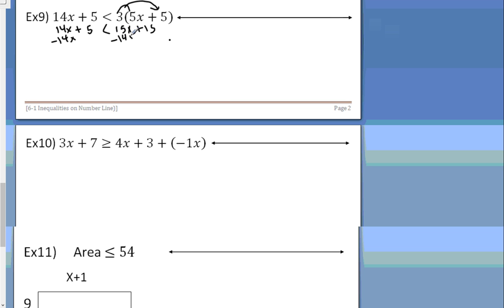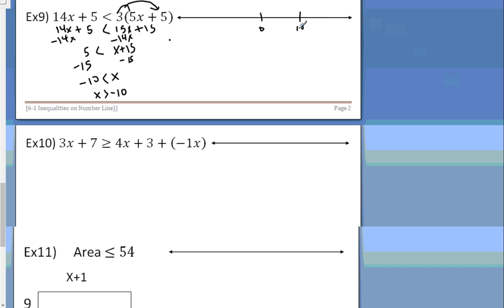Minus 14x, right? I'm left with 5 is greater than x plus 15, right? Add a negative 15 to both sides. You're left with negative 10 is less than x, or x is greater than negative 10. Okay? For the sake of time now, I'm not going to check this, but I will graph it for you.